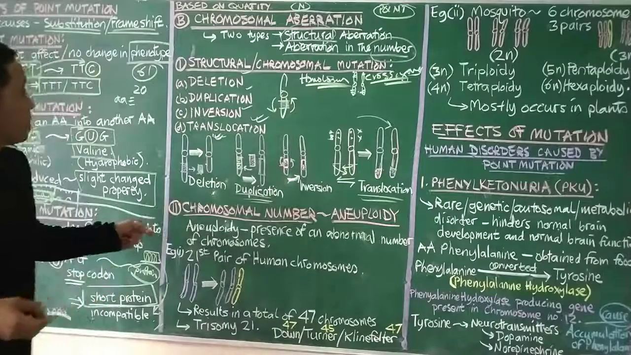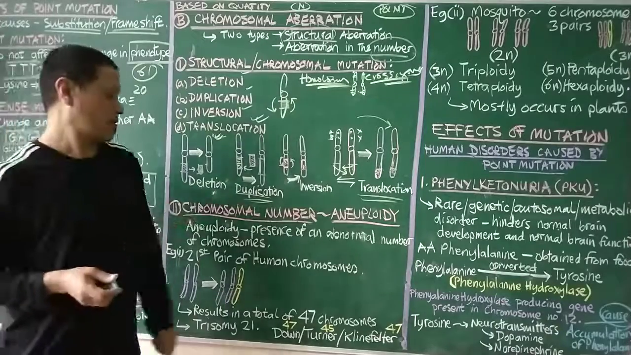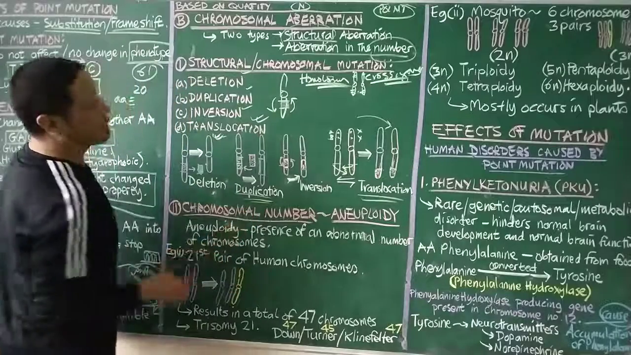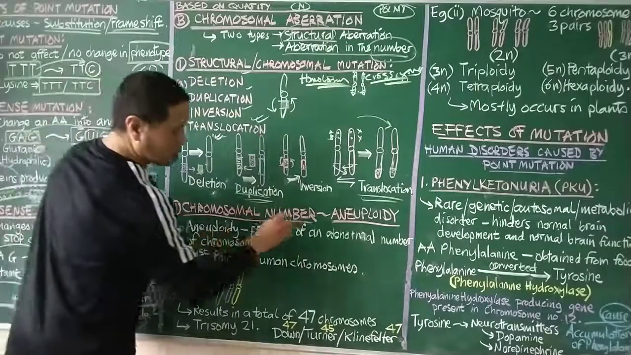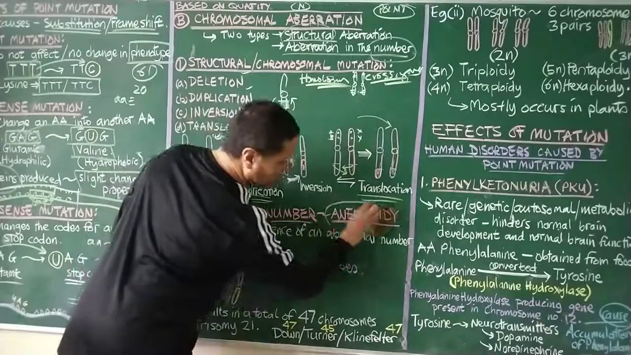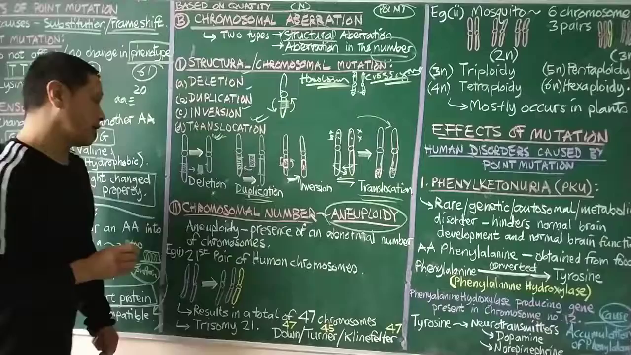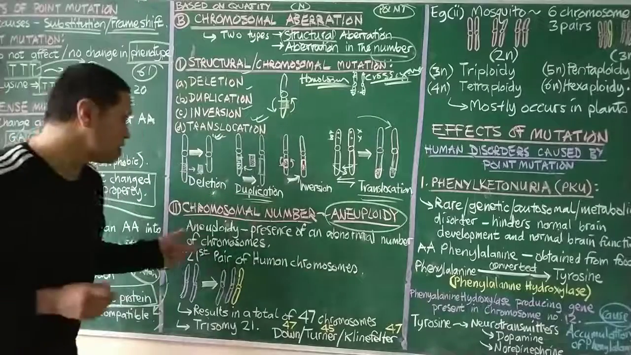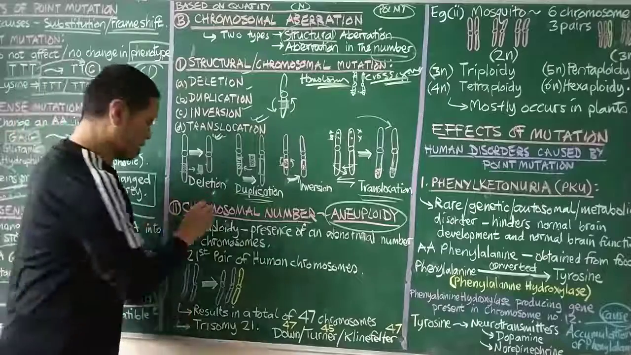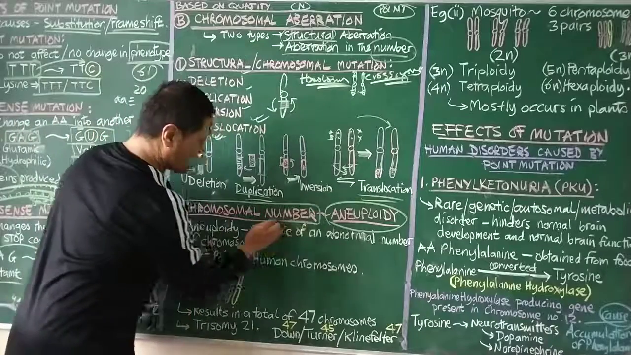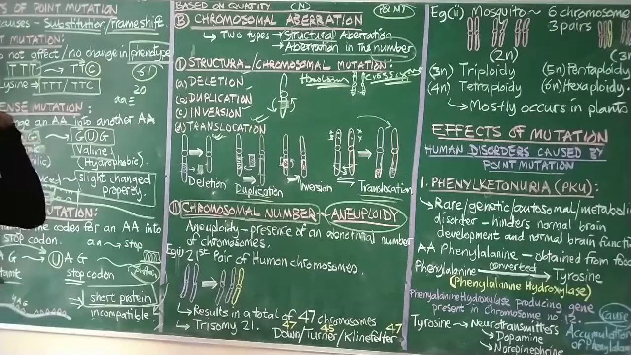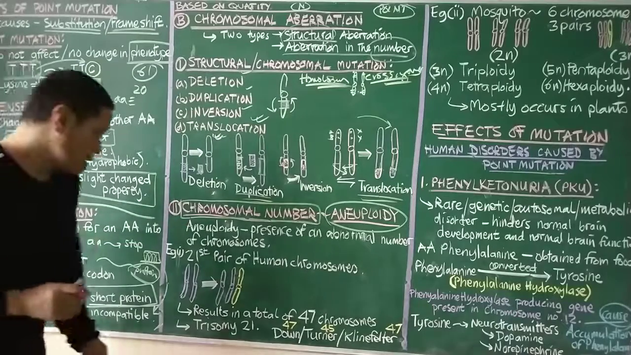Then we move on to the second type, chromosomal mutation or chromosomal aberration. It is also called aneuploidy. Okay? Aneuploidy means presence of an abnormal number of chromosomes. There's always a wrong number of chromosomes in this sort of mutation.